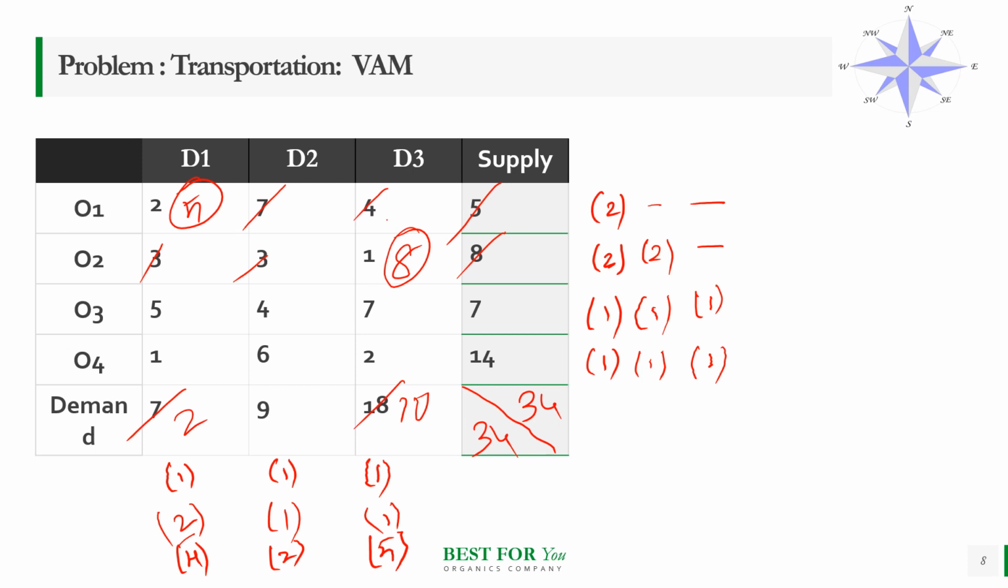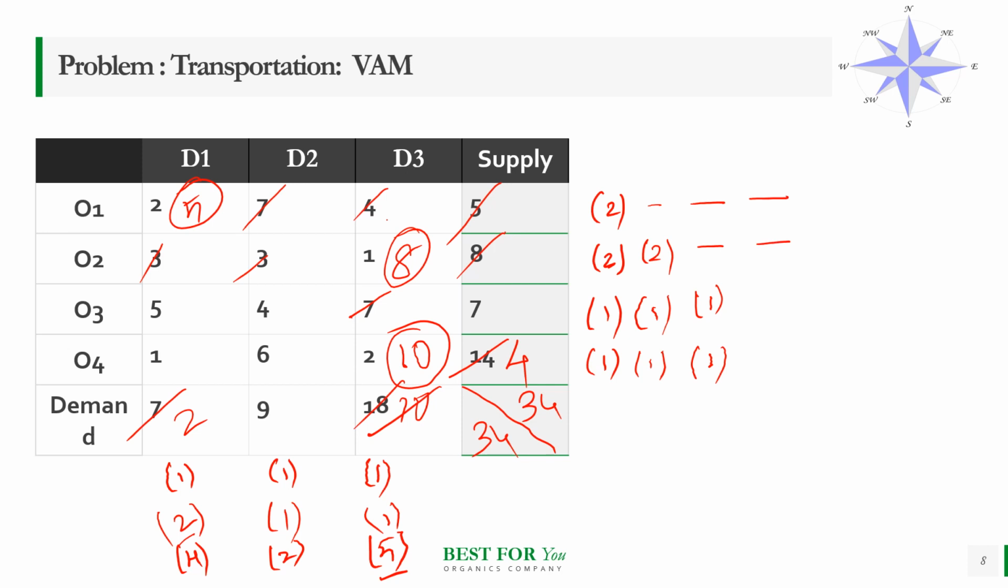The demand is 10 and the supply is 14, so we have to allocate only 10 here. We are allocating 10, the entire demand gets over, so cross off the column values, and the supply remains as 4. Now again we have to repeat the same step. In this column we don't have elements, and first row, second row we don't have elements.